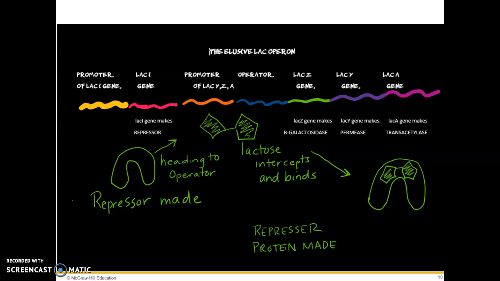Now, the next situation is when lactose is present. So I mentioned to you that the Lac I gene is always turned on. It's constitutive. So this repressor is made all the time. But now I want you to imagine as it's on its way to get to the operator, it bumps into lactose. And lactose binds to the repressor, as you saw on the previous slide, and that changes its shape. It doesn't really look that way here, but it does change its shape so that the repressor can no longer get to the operator.